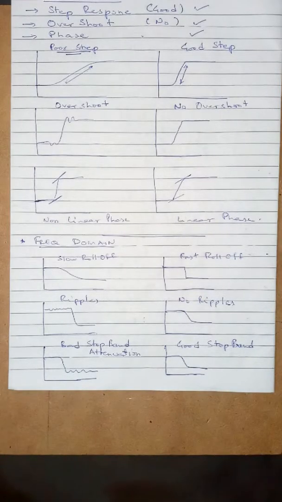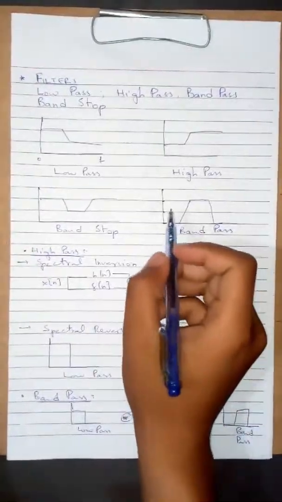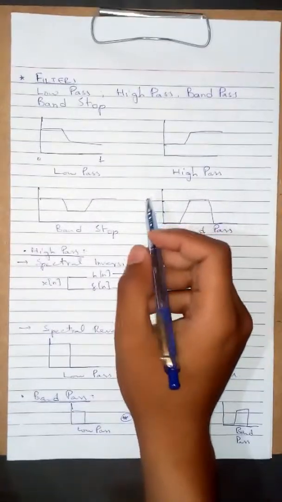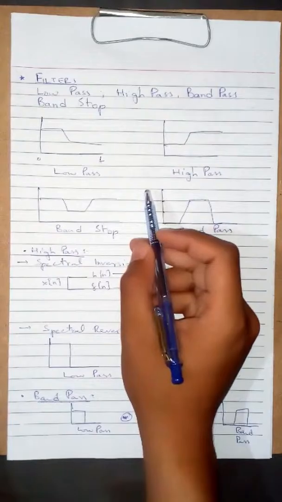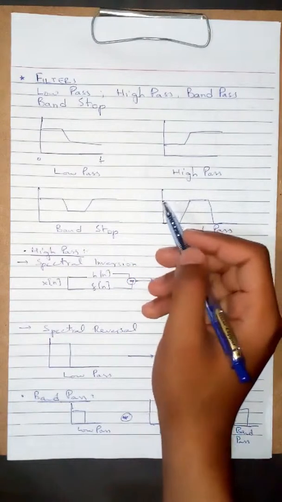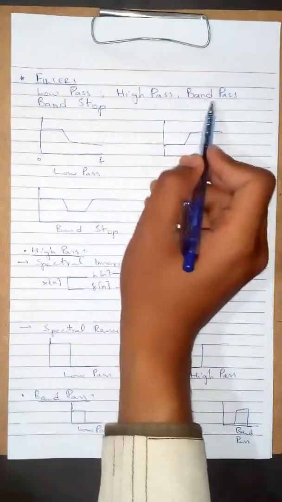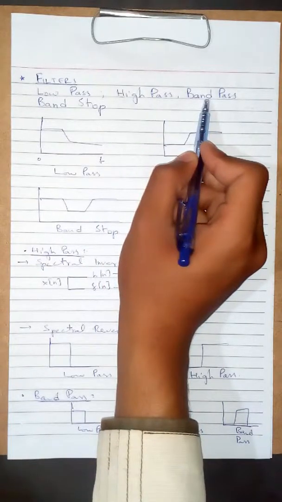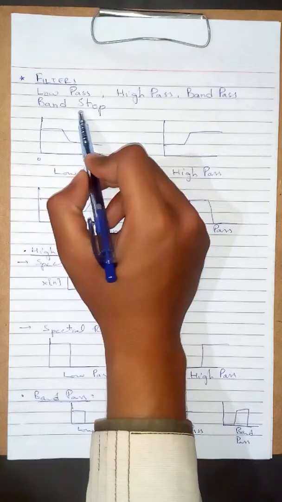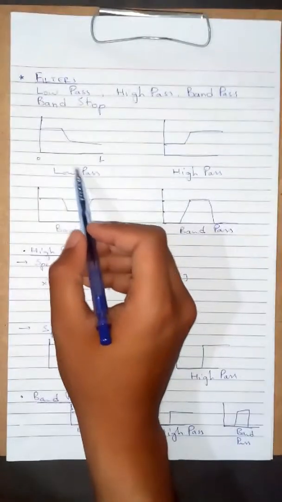Moving on towards the types of filters, how many types of filters are there and how can we create them. Basically there are four types. The first one is low pass, second high pass, thirdly band pass, and the fourth one is band stop or band reject filter. So first of all, low pass.